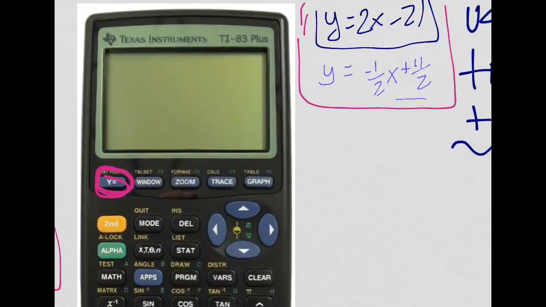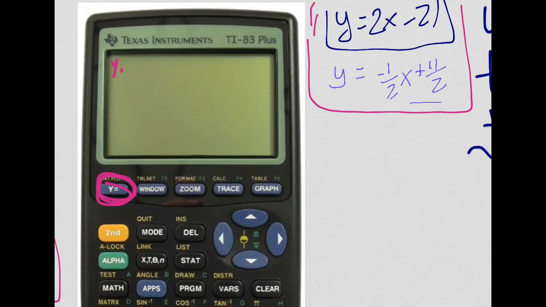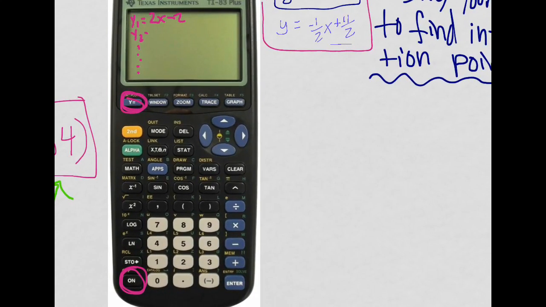And then on the screen of your calculator, you get a bunch of things like y1 equals, y2 equals, all the way down to like y10 or something. So we want to graph both of our equations. The first one we want to graph is our 2x minus 2. So we're literally going to type in 2, hit the x button, which is right there, and then subtract 2. So that's our first equation.